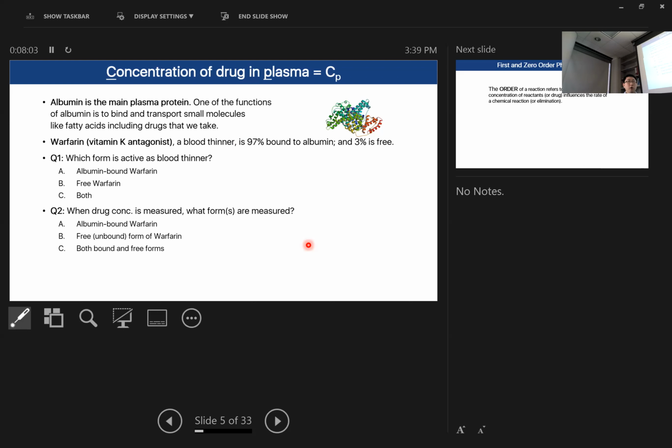As you can imagine, there are two major ways to eliminate a drug. One is through which organ? Liver. Yeah, liver, right? And then what else? Kidney, right? So this is feces or urine. The kidney is just a filter, like the filter paper we use. If a molecule is small enough, it's going to go through.